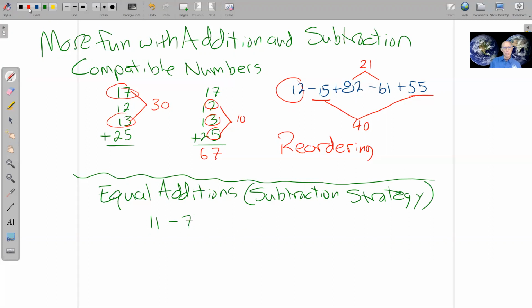So what I do is I think, or write, if I just bumped both of these up by 3, then I would be looking at 14 minus 10, which is a way easier problem to do. The answer is 4. Okay, so the equal additions here is if I have to do a subtraction problem, I shift them both up by the same amount, and I get a result that works.